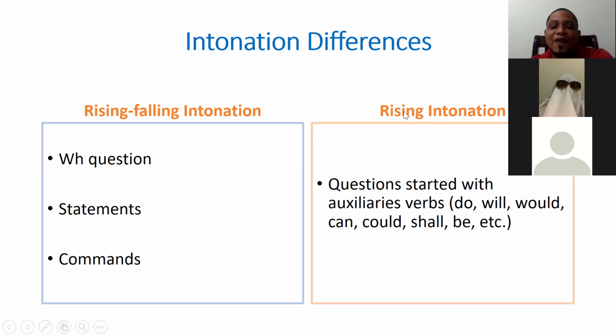And then for the rising intonation, what we have is only questions. So only the questions that start with auxiliaries. Auxiliaries like do, will, would, can, could, and we have be, right? The verb to be. Those are the questions that can be answered with a yes or with a no. So in those cases is when we put rising intonation in a sentence.